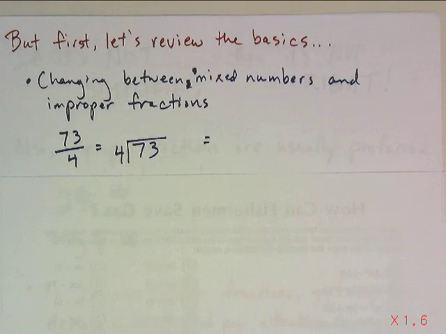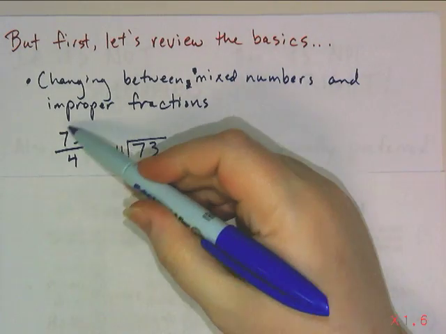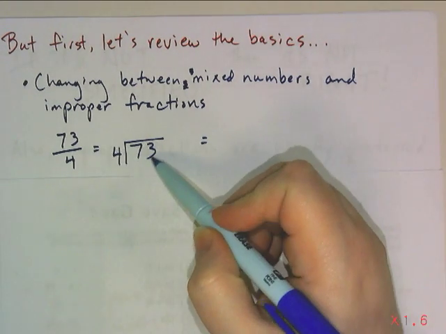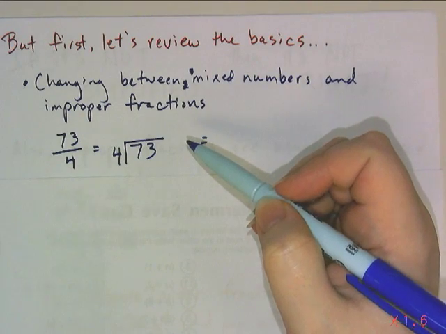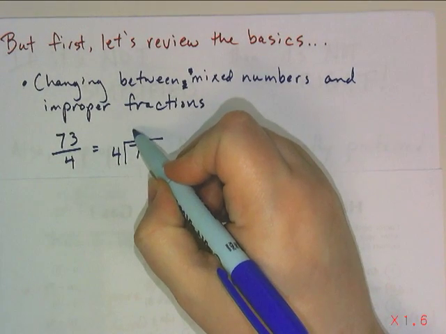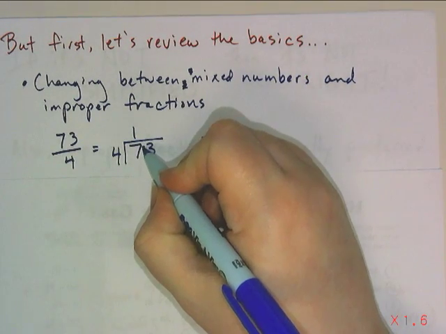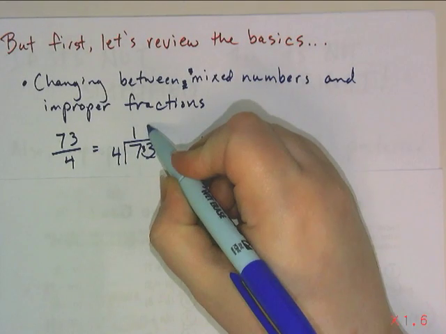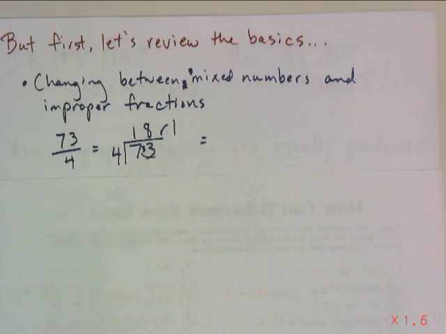Let's start with this example. If I have the improper fraction 73 over 4, by the way, how do we know it's improper? Because the numerator is larger than the denominator. Remember that this fraction bar is another way of showing division, so I can divide 73 divided by 4. Well, 4 will go into 7 once, with a remainder of 3, and 4 will go into 33 8 times with a remainder of 1.